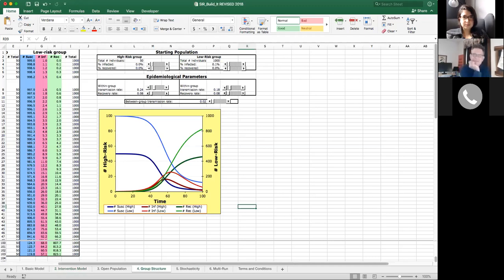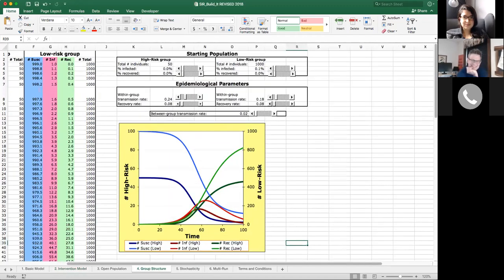Okay, what's next? I'll go on here to a model with group structure. So here we have two different groups who are creatively named high risk and low risk group. And these differ in a number of parameters. For instance, they can have different sizes. We can have the infection start with one or the other. And you can have differences in transmission rate within the groups, recovery rates within the groups. Right now, we don't have mortality involved in this model. I'm assuming everyone gets better eventually.